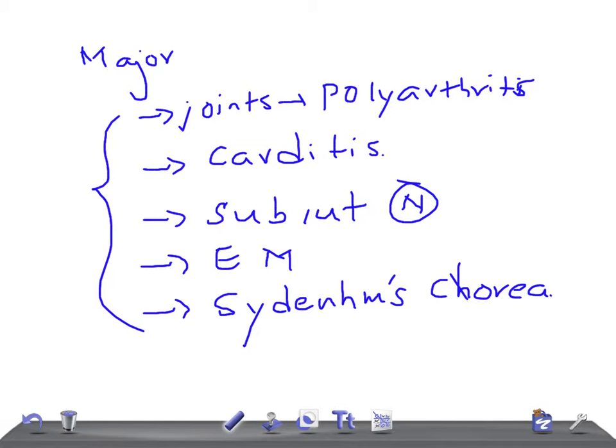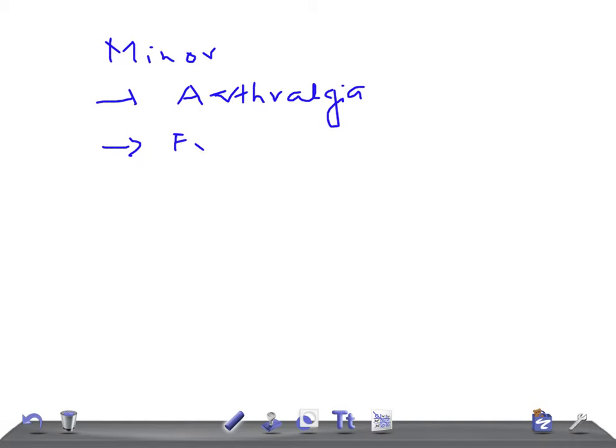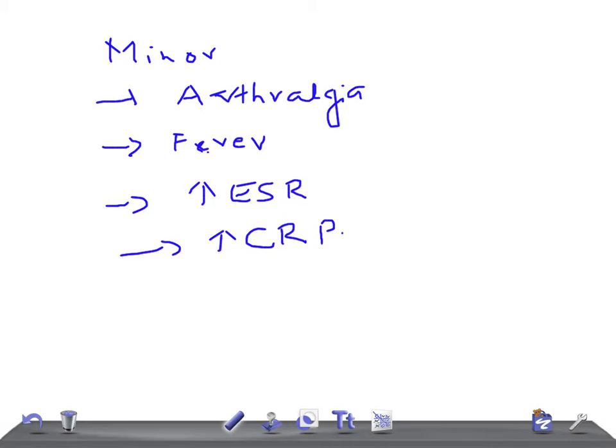Let's talk about the minor criteria for this. For the minor criteria, we have arthralgia. Arthralgia is painful swelling of the joints. If there is any inflammation in that, then we call it arthritis. If the patient has a fever, raised ESR, or C-reactive protein, they are signs of inflammation.